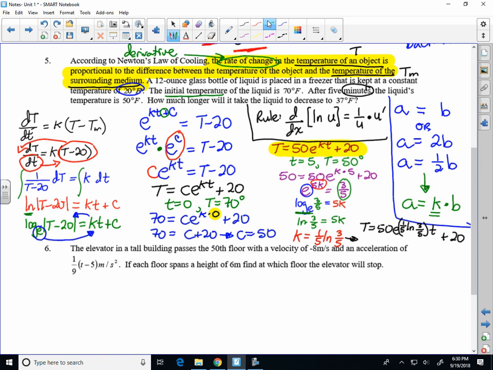So what we need to do, now that we have an equation, because all of that was just to get the equation, it doesn't even get us to the answer. How much longer will it take the liquid to decrease to 37 degrees Fahrenheit? So I need to set this equal to 37. So I'm going to put that in. I'm going to put a 37 degrees in there and solve.